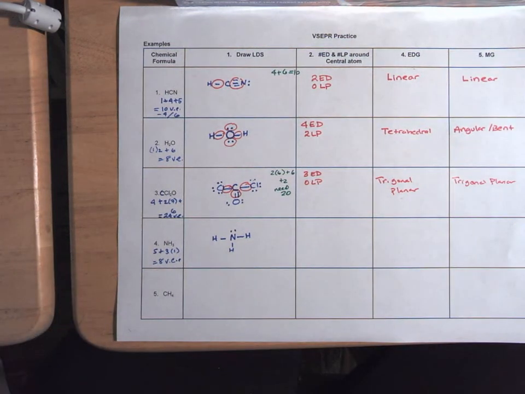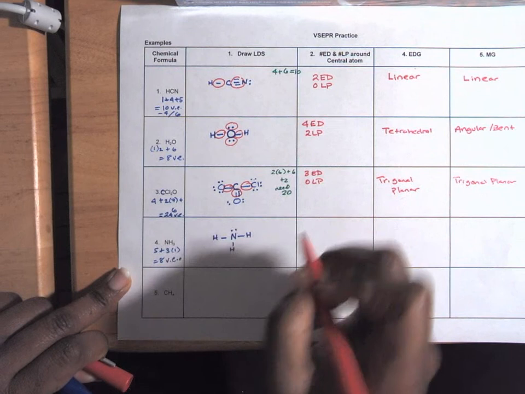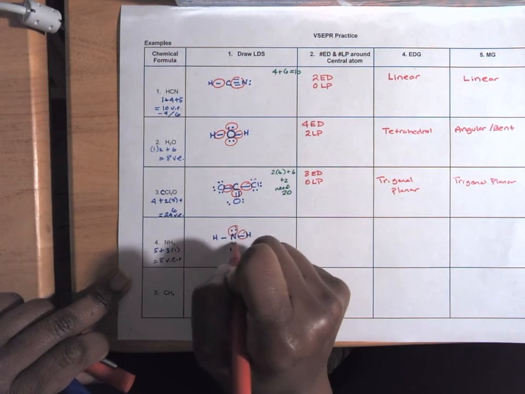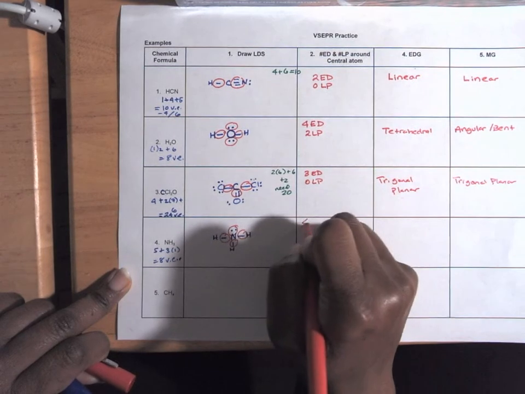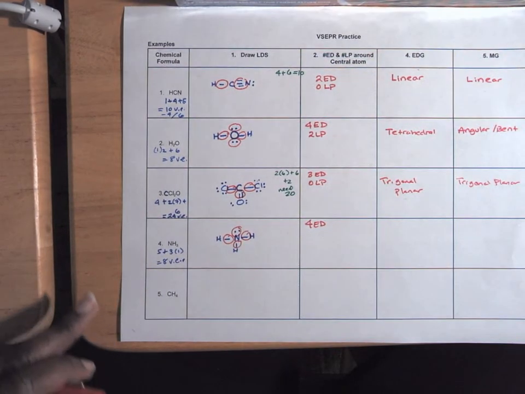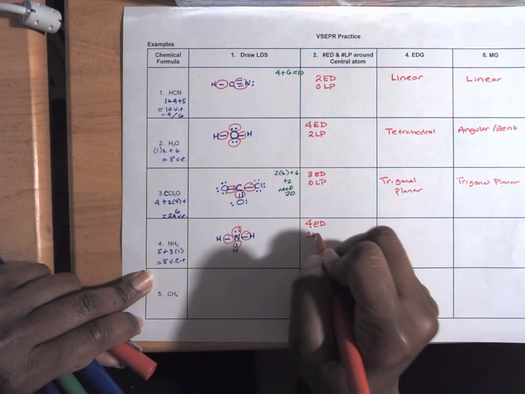Now, let's go ahead and count our number of electron domains. So again, focusing on the central atom, 1, 2, 3, 4. We have 4 electron domains. Remember, I'm counting spaces occupied by bonds and lone pairs. And one of those electron domains is a lone pair, so 1 lone pair.